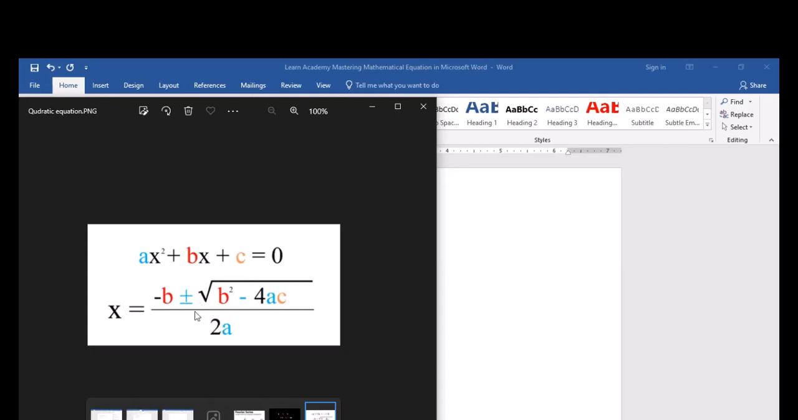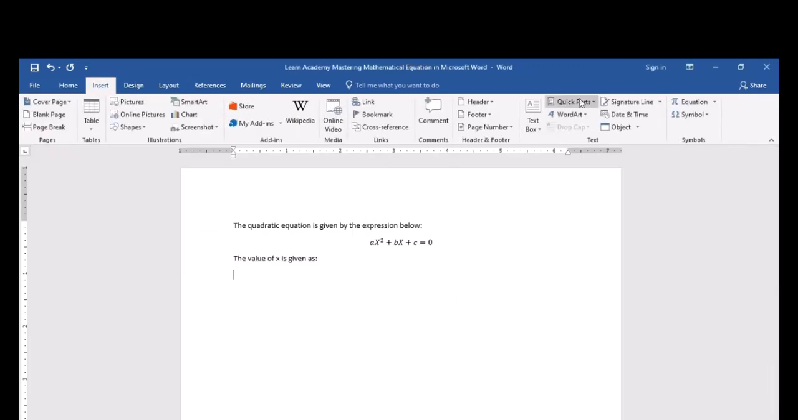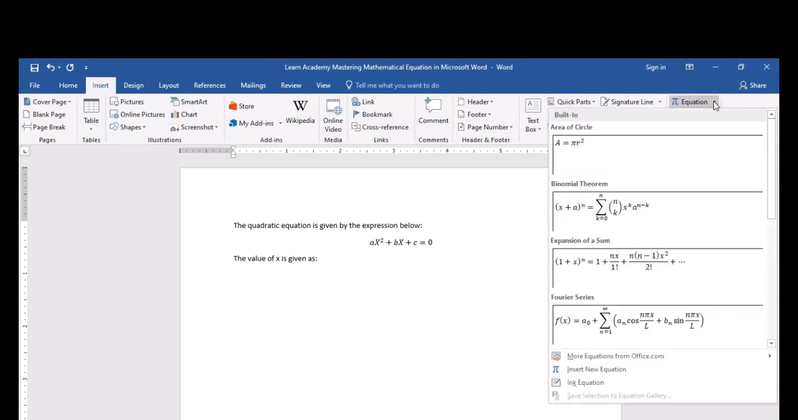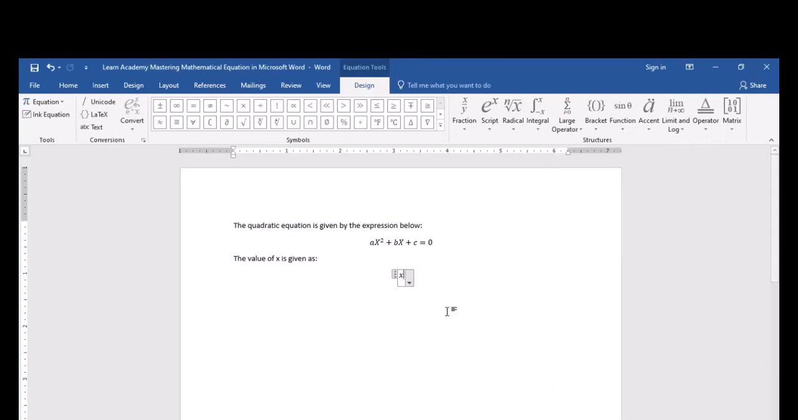You kind of agree with me that once we put in our equation, we are going to click on insert, then come to the equation drop down arrow, then I click on insert new equation, then I have my x. Okay, I'm using capital X equals.